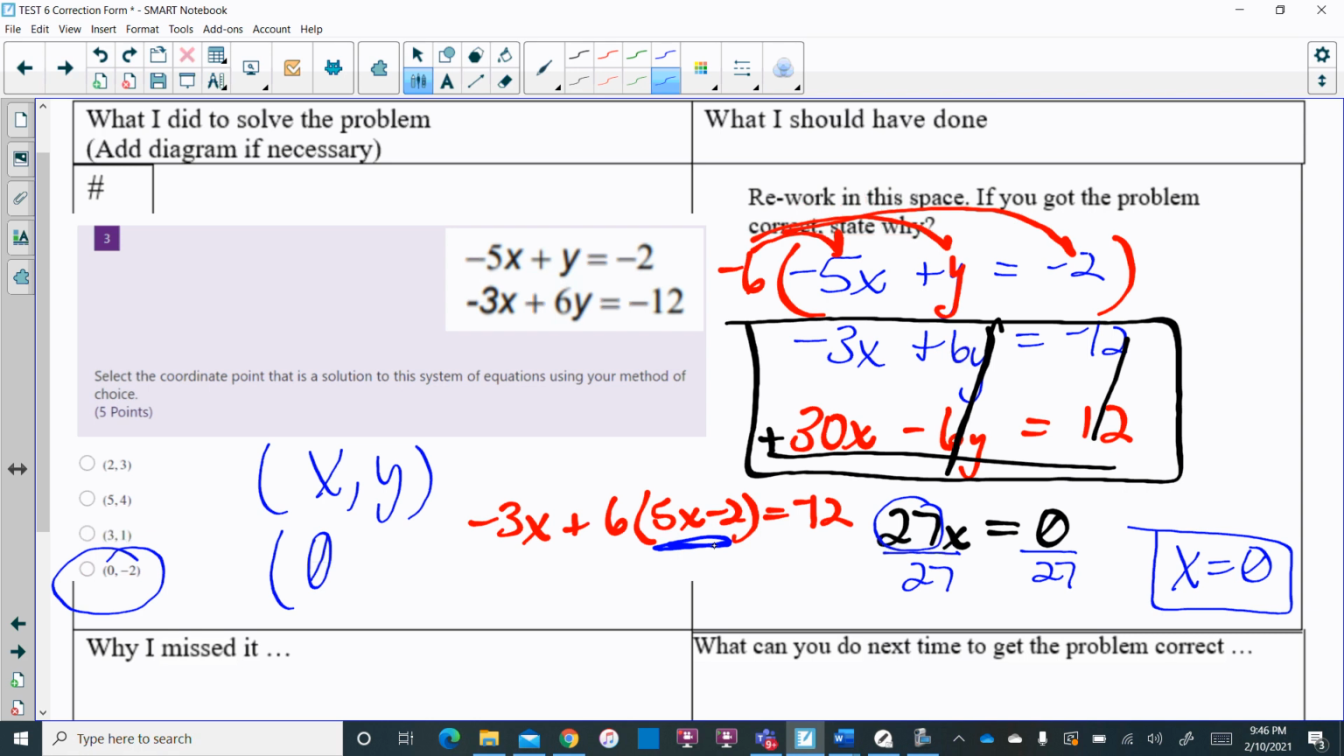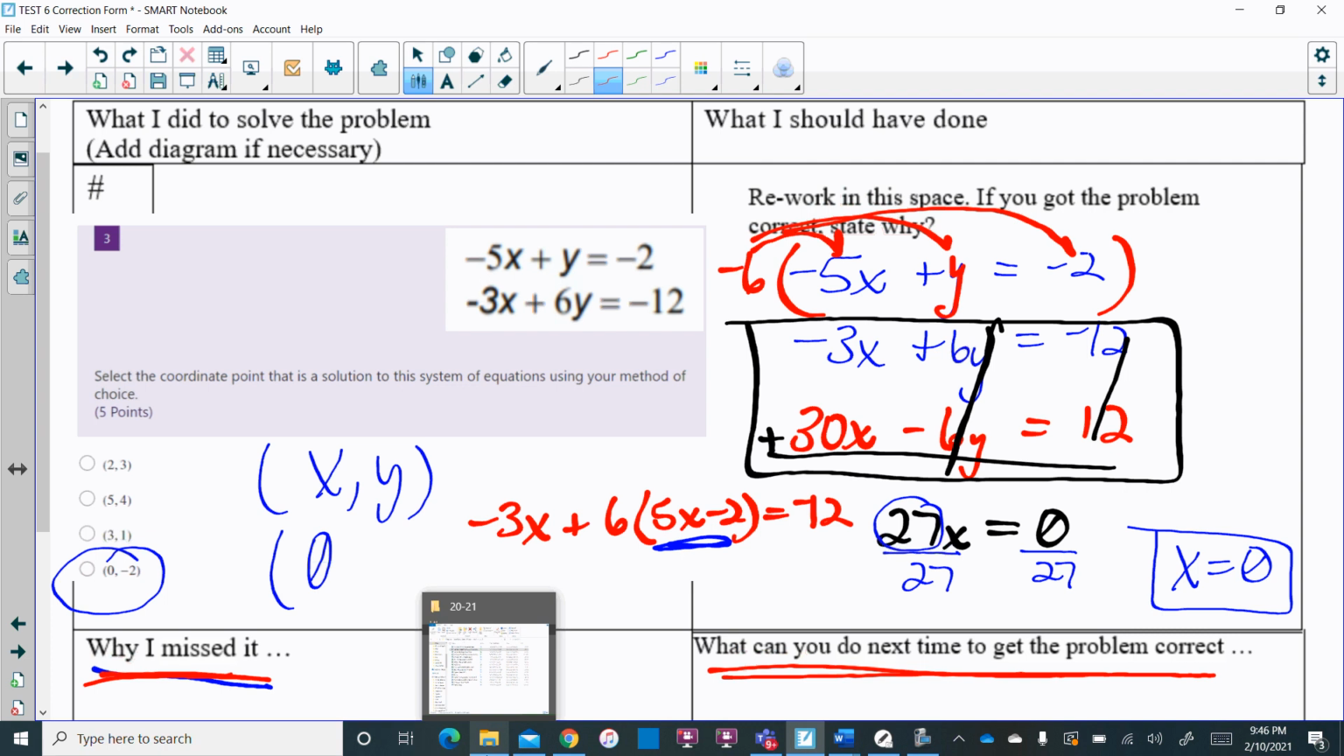Okay? So you're going to have correct work, correct reasoning. You got to do better. If you missed it, please tell me why you missed it. What can you do next time? You need to know what to do next time, because your next time will be on the retest, so you can show that you can. All right, so that takes care of that section.